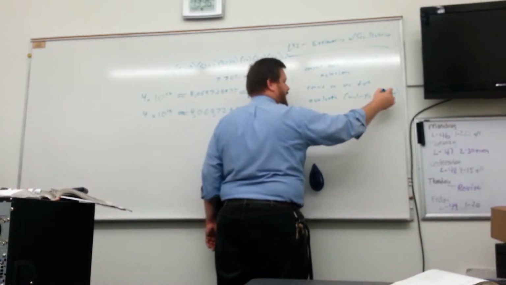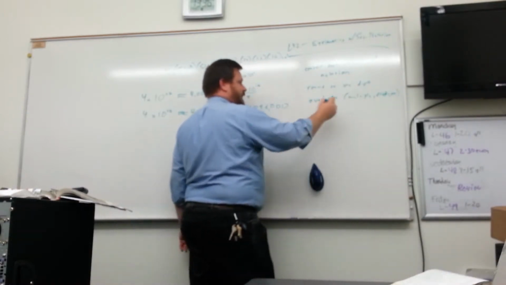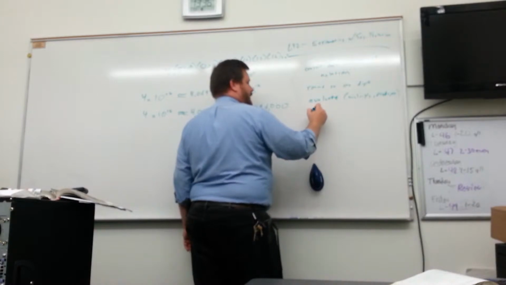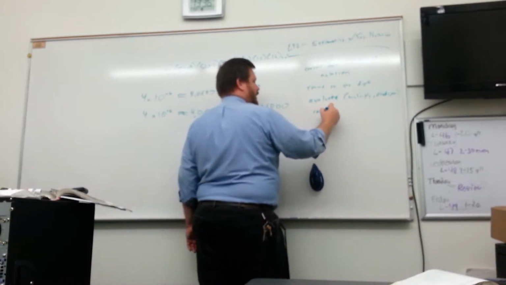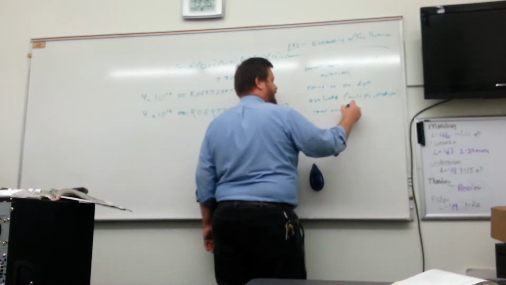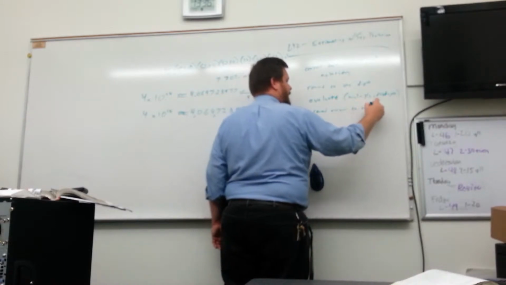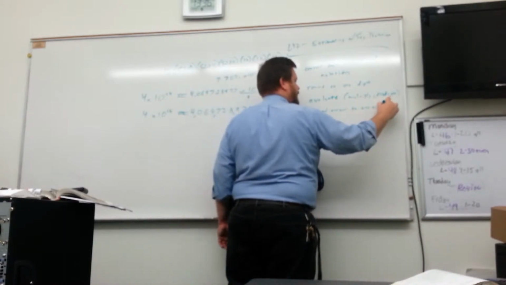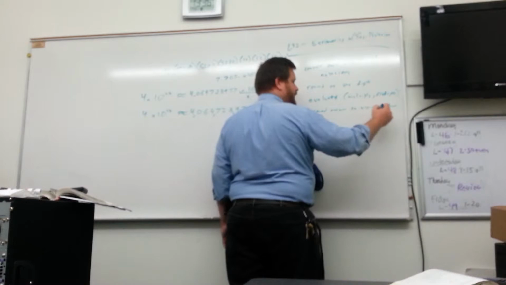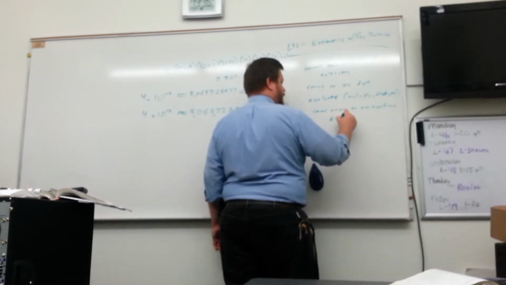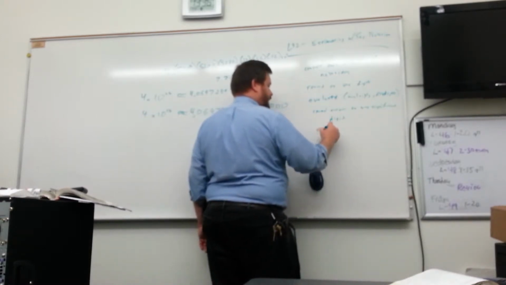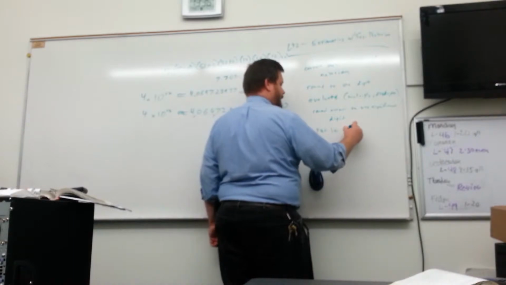So multiply, divide, whatever it is that you need to do to evaluate what you've got. And then round the answer to one significant digit again, and then make sure it's in standard form for scientific notation.